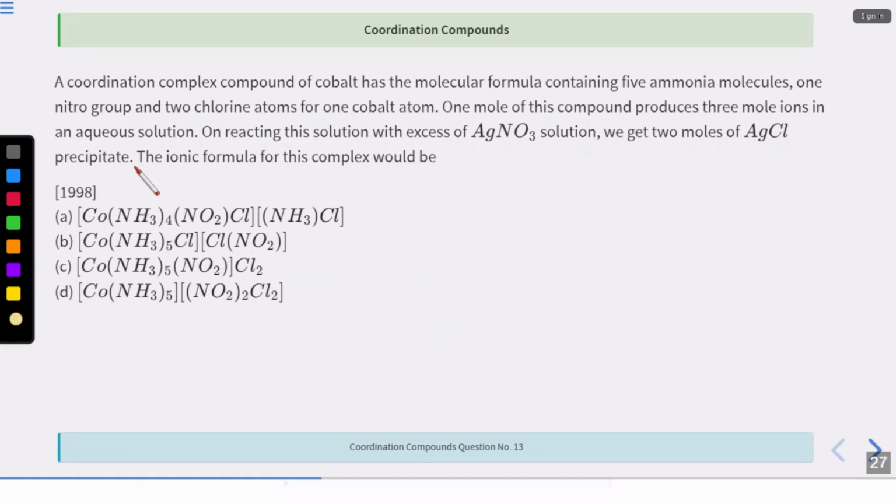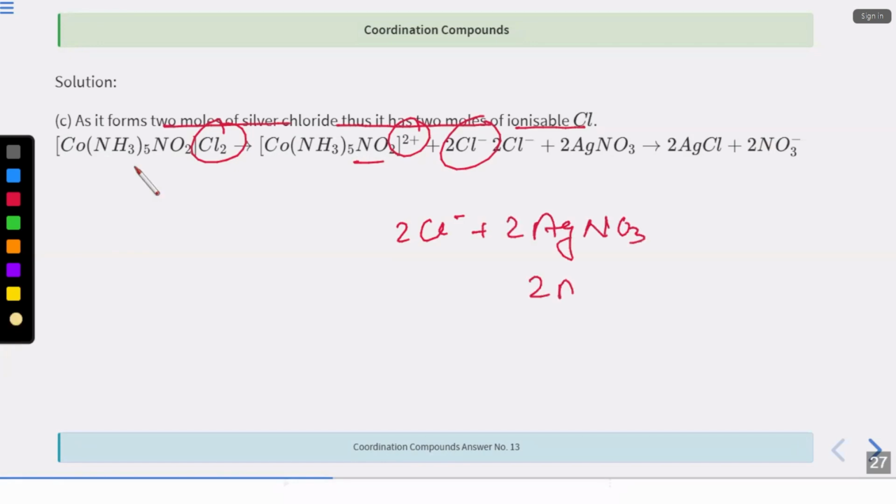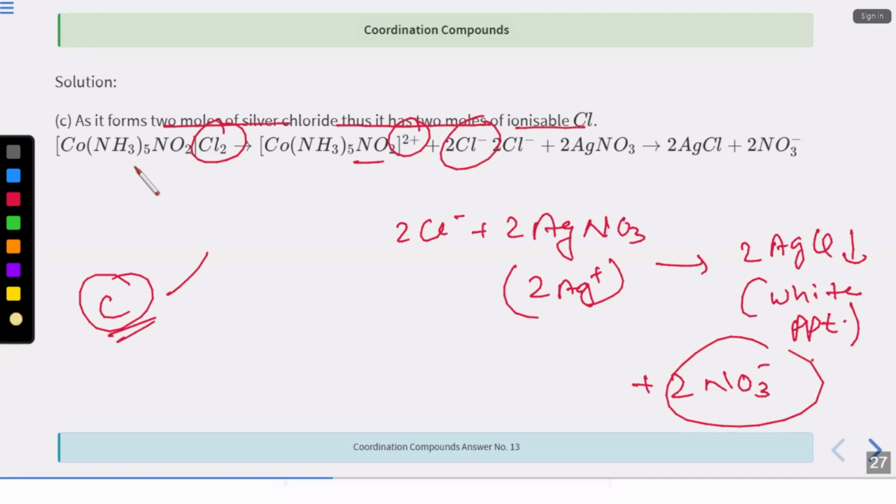Again, a simple one. We can see the explanation also. As it forms 2 moles of silver chloride, it has 2 moles of ionizable Cl, which is here. So this will go like this. Co NH3 5 NO2 2 plus, 2 Cl minus. This 2 Cl minus will react with 2 AgNO3 molecules. It is basically 2 Ag plus to give 2 AgCl precipitate. This is the white PPT plus 2 NO3 minus will be set free. Okay, so option number C is the right option to this question. So moving ahead with question number 14.